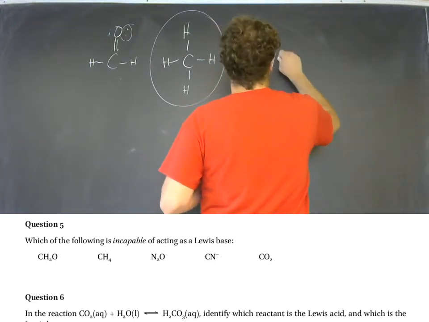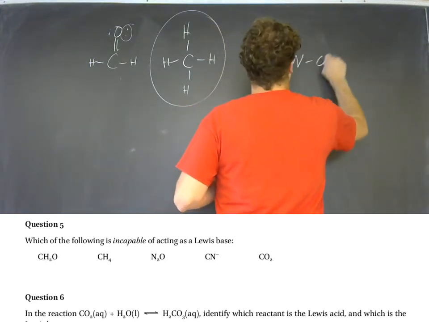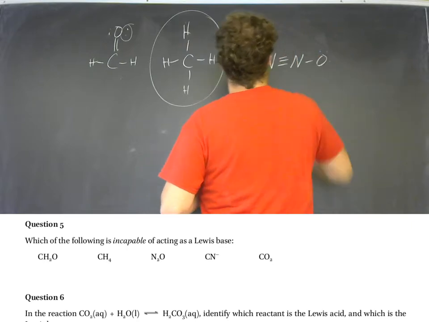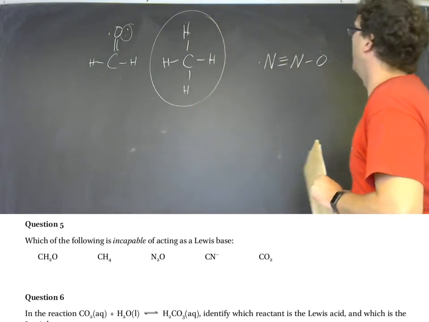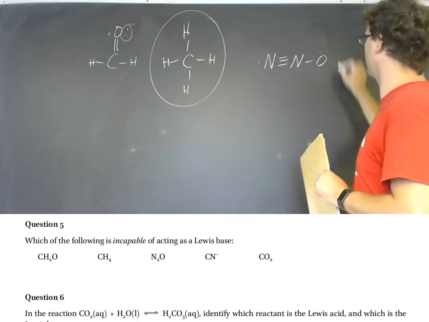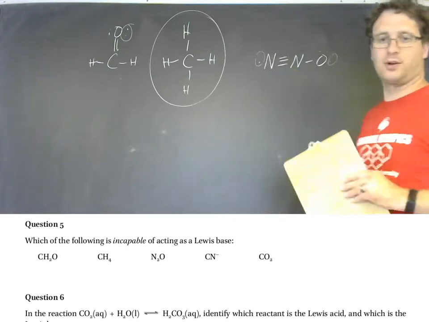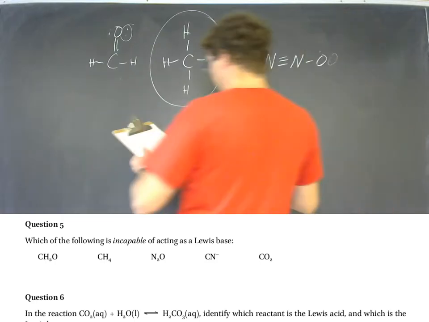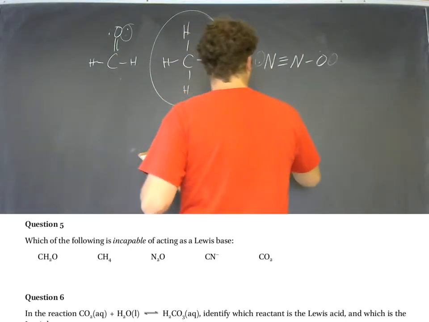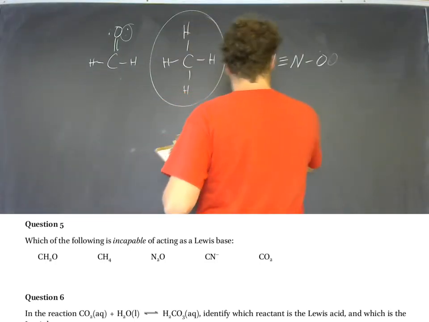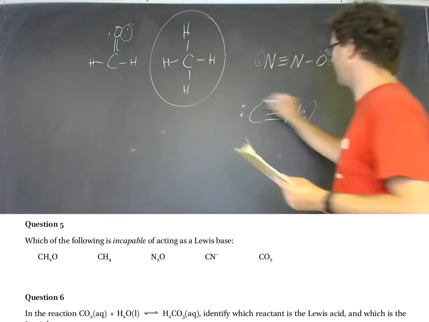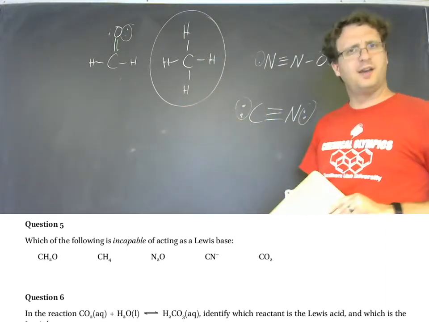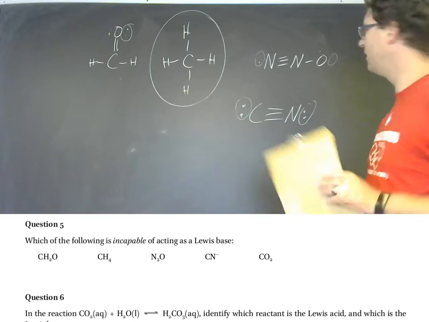What about N2O? We'll have a Lewis structure that looks like this. Well, N2O, you could imagine it acting as a Lewis base on either side there. Cyanide ion. Again, we've got lone pairs on either side. This could act as a Lewis base.